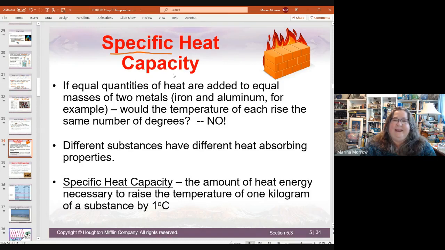So if you were adding equal amounts of energy to different materials, like these bricks versus some water, one of them would get hotter than the other, and one of them would heat up faster than the other. So no, the temperature of each would not be the same. So different substances have different heat absorbing properties. And we call this the specific heat capacity, where we're talking about how much heat energy is needed to raise the temperature of 1 kilogram of a substance by 1 degree Celsius.